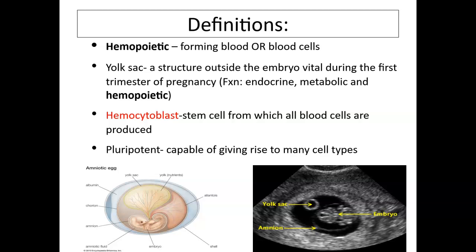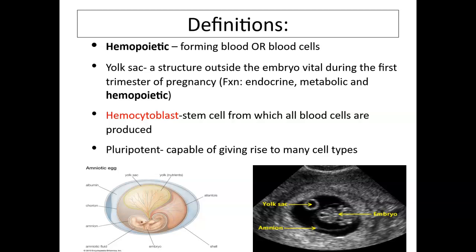The yolk sac is a special structure associated with the developing fetus. Inside the yolk sac, a process called hematopoiesis happens, which is when one's very first blood cells are made. You can see where the yolk sac is in regards to the embryo in both the illustration and ultrasound images below. A hemocytoblast is a stem cell from which all other types of blood cells are made.